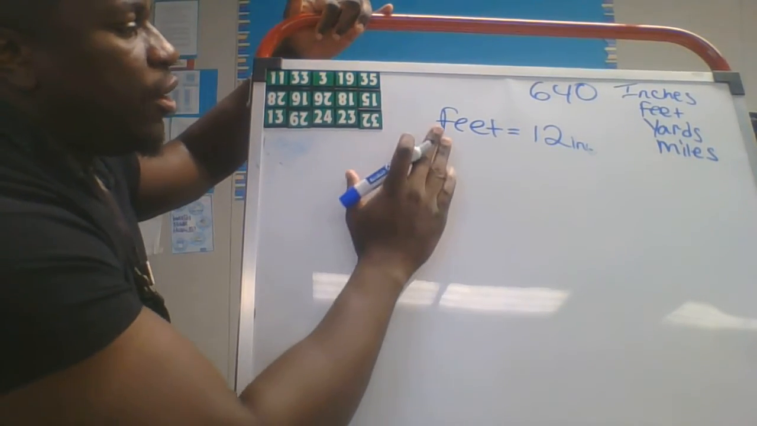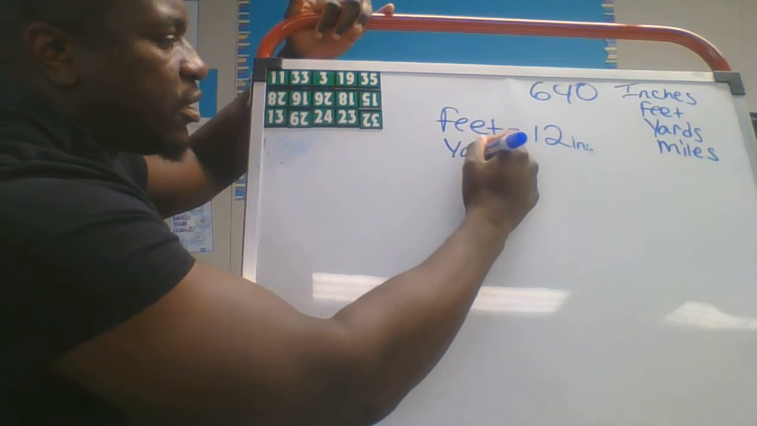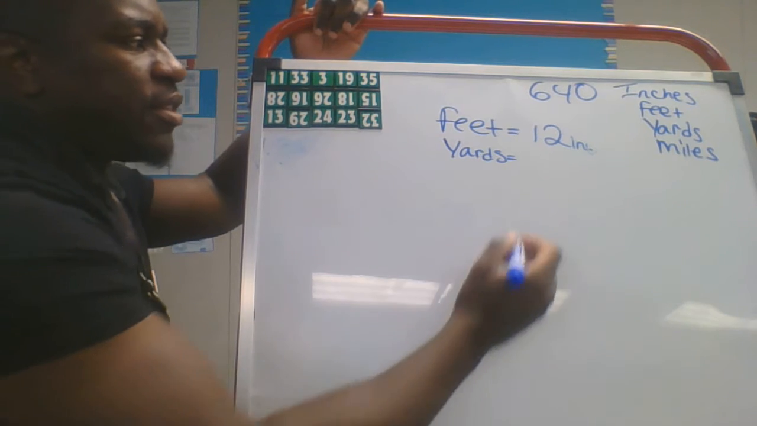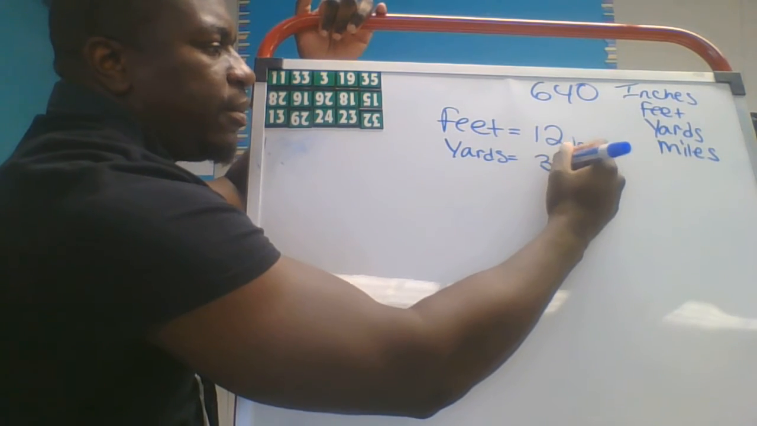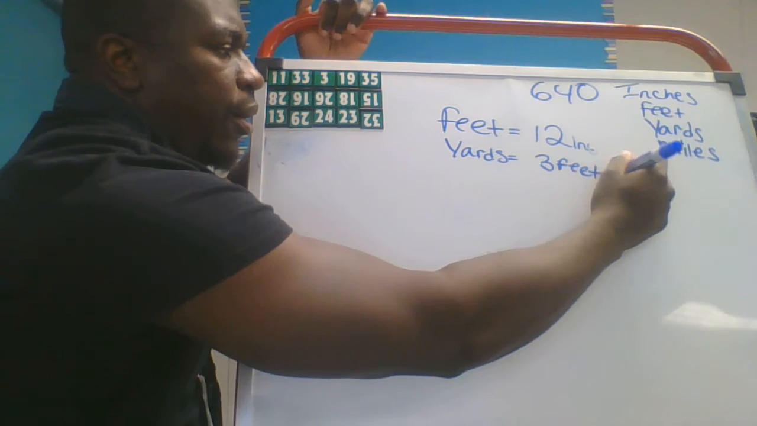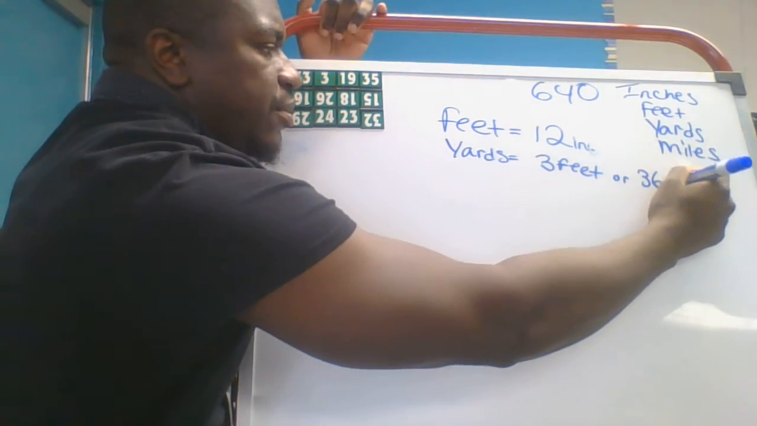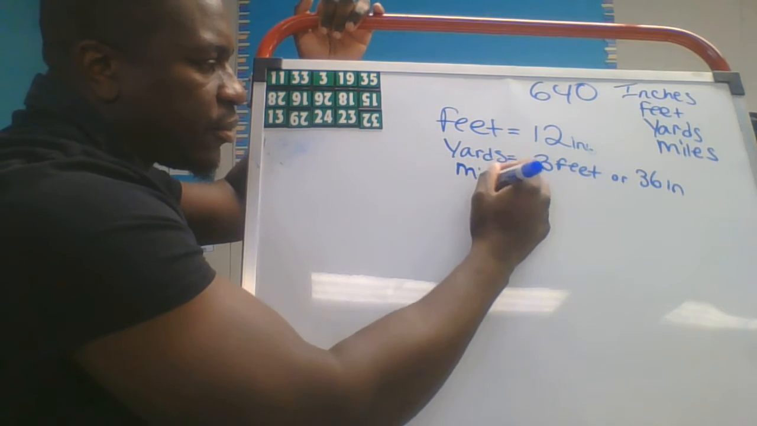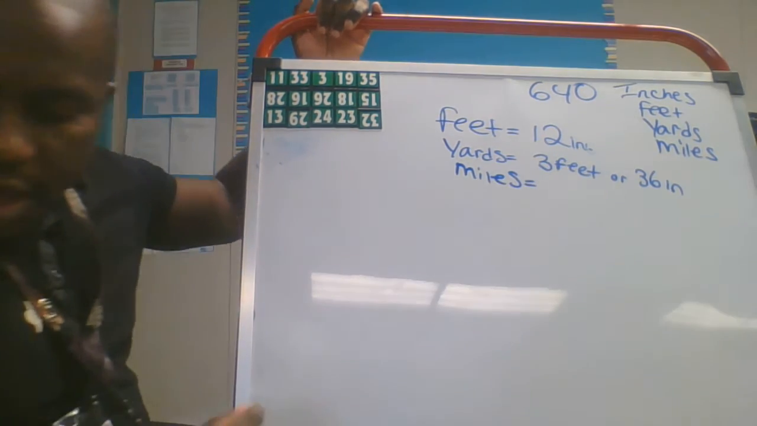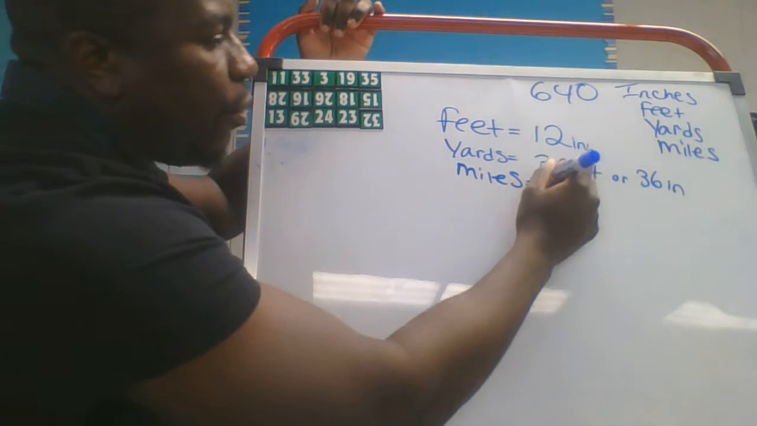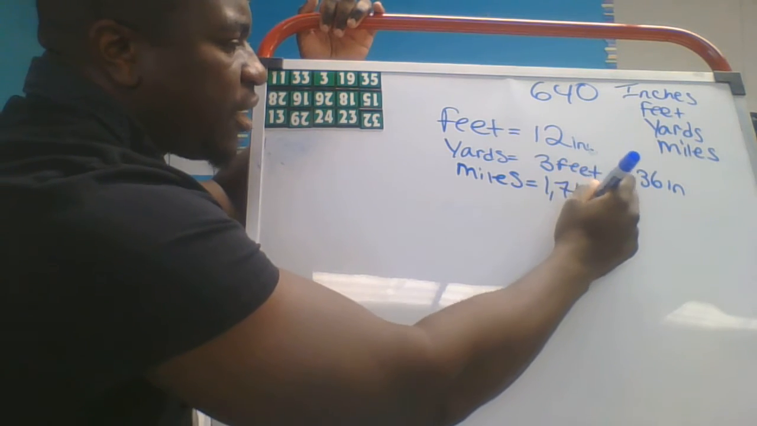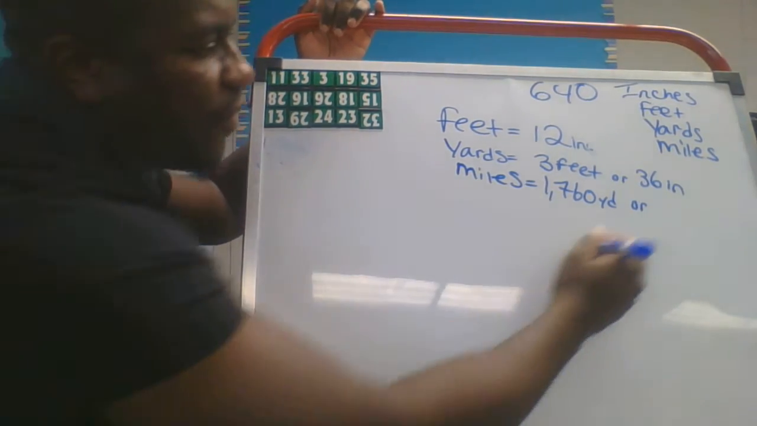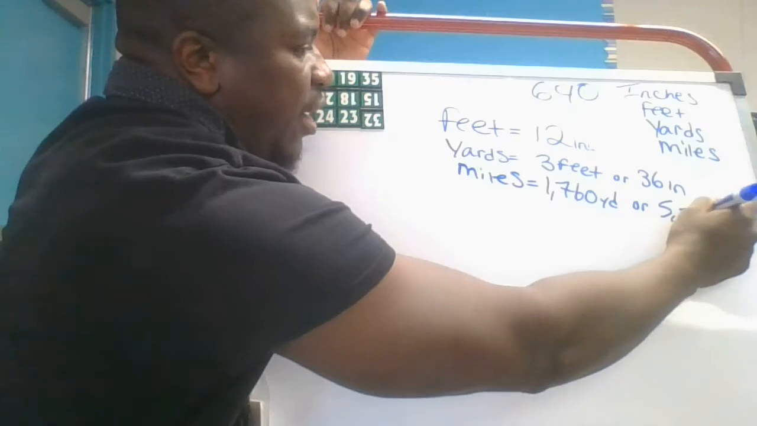Okay. Yards is the next equivalent we have. And yards is the same thing as 3 feet or 36 inches. The next is miles. Okay. Miles, there are 1,760 yards in a mile or 5,280 feet.